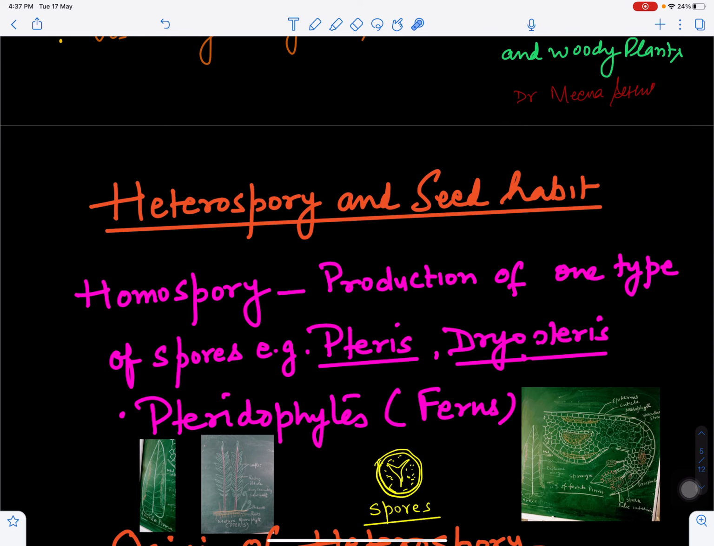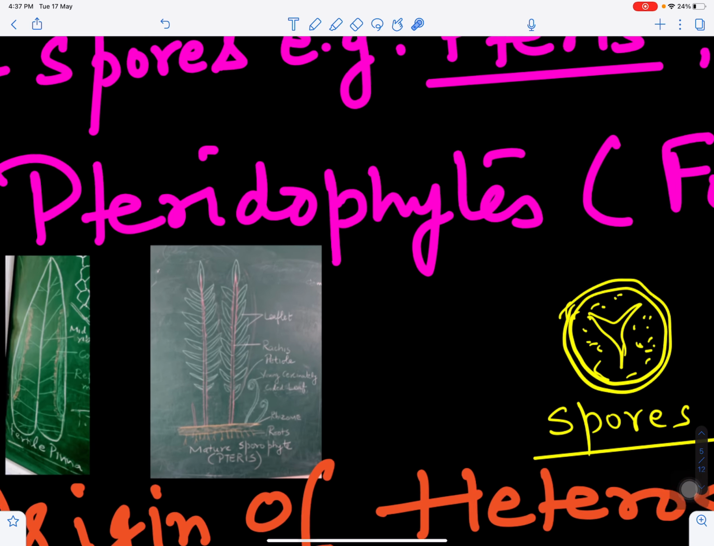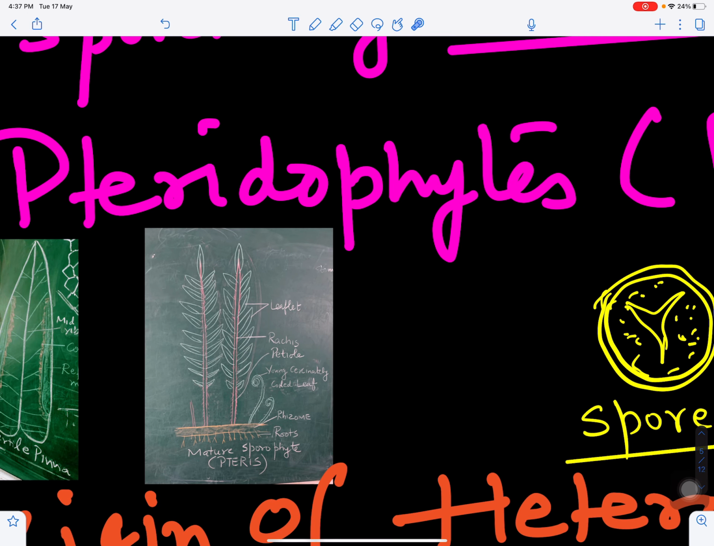So how does this lead to the formation of seed habit? तो सबसे पहला जो important part है that is heterospory. So topic is heterospory and seed habit. Now if we see ferns जो थे pteridophyta को belong करते हैं, so they are also called as pteridophytes.